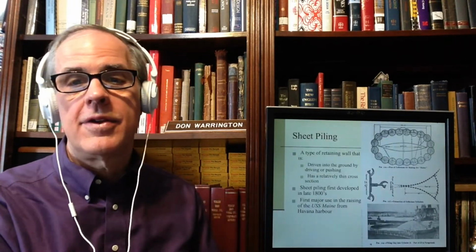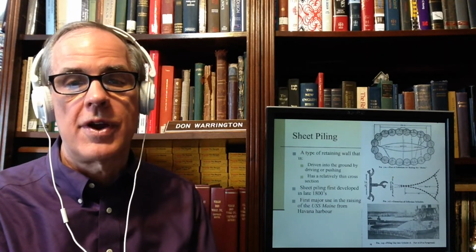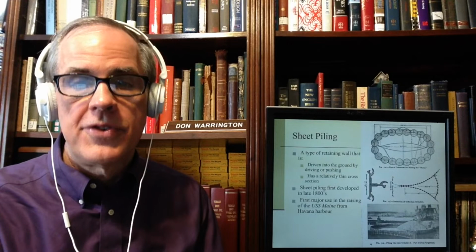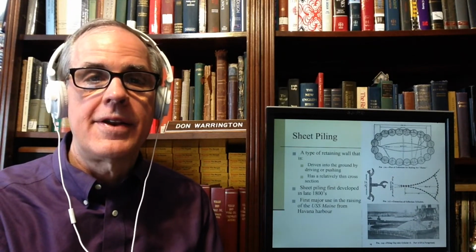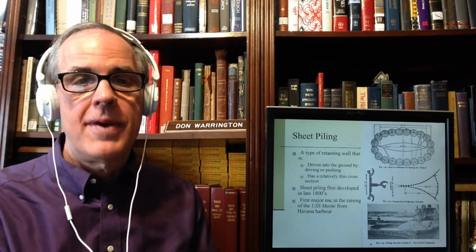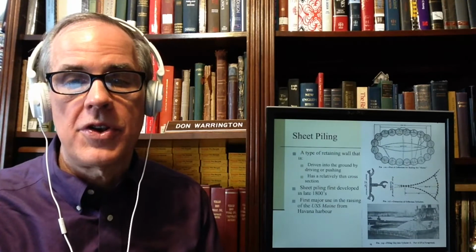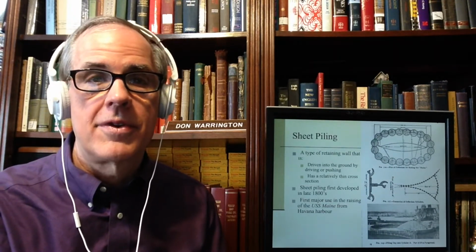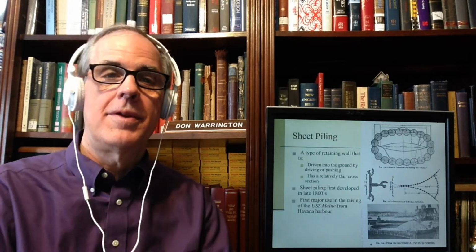Sheet piling is a type of retaining wall that is driven in the ground by driving or pushing, and it's a relatively thin cross-section. Sheet piling was first developed in the late 1800s, and the first major use of that was raising the USS Maine from Havana Harbor. You ask, what is that all about? That's a little bit of American history.